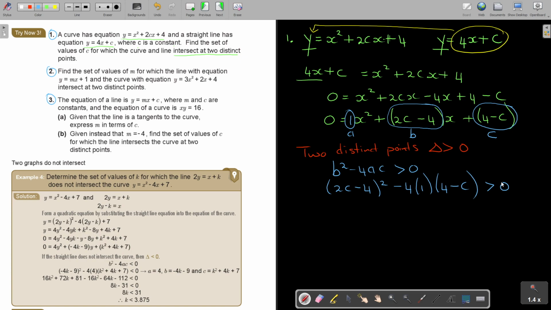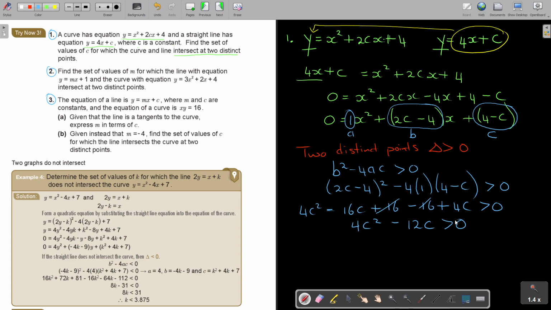Okay, I start multiplying this out. So I square this first one, so it's 4 squared. I multiply with each other, so it's minus 8c multiply 2, so it's negative 16c. I square the last one, so it's 16. I multiply, this is negative 16. I multiply, this is positive 4c, and it's bigger than 0. Okay, so it's going to be 4c squared, and then it's going to be negative 16 plus 12, so it's negative 12c. And this cancels out, and it's bigger than 0.